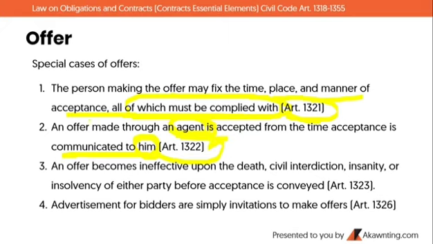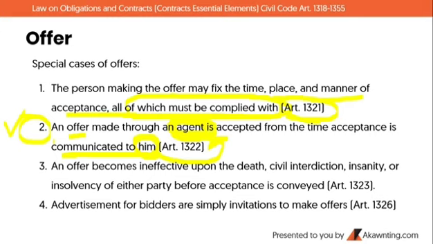Okay? Pero, in number 2, this is an exemption. Bakit? Kasi, nag-initiate ka ng offer using an agent, therefore, it is sufficient na mai-communicate doon sa agent na yun yung acceptance para magkaroon ng consent. Okay? So, exemption yung number 2 doon sa general rule natin wherein in order for consent to be made, kailangan ng communication ng acceptance to the offerer. Okay? So, exemption po yung number 2.